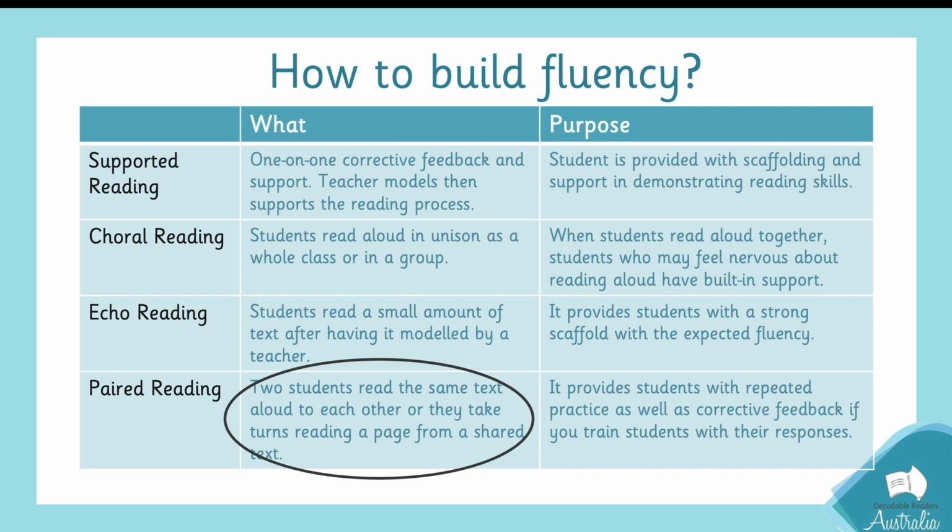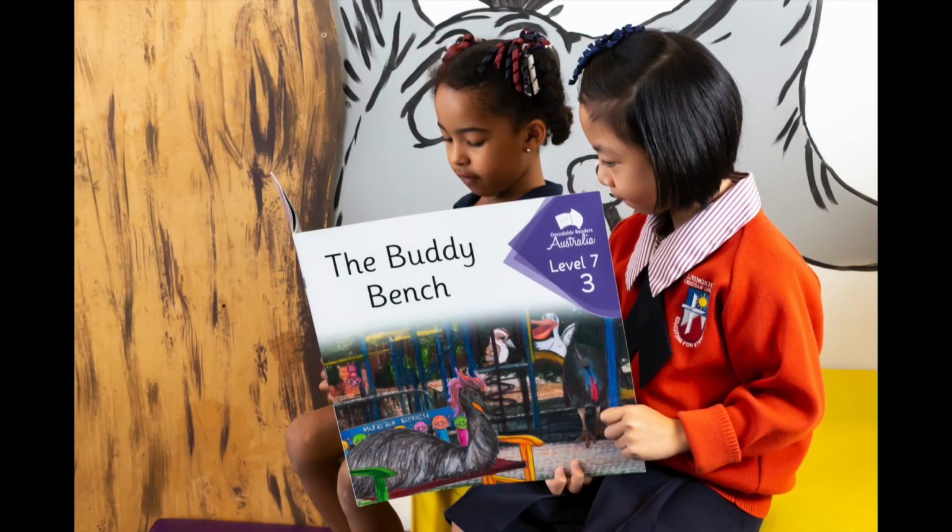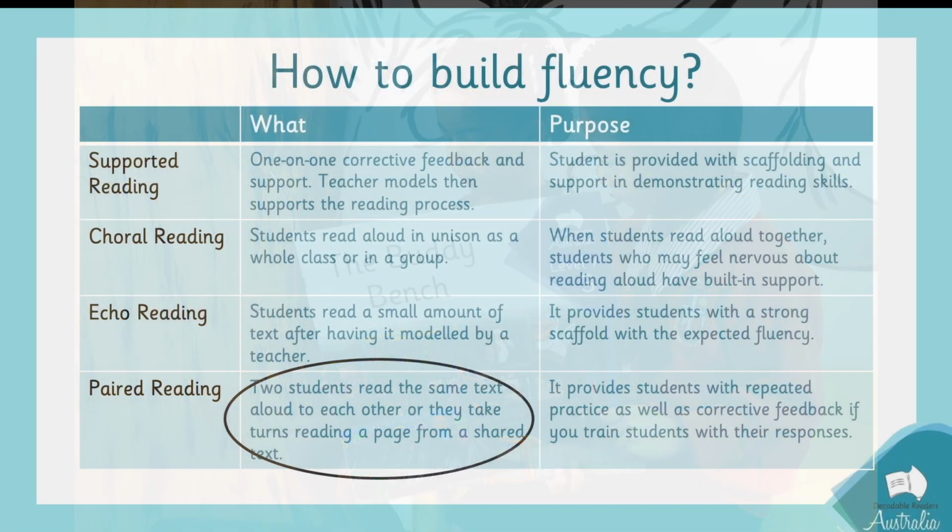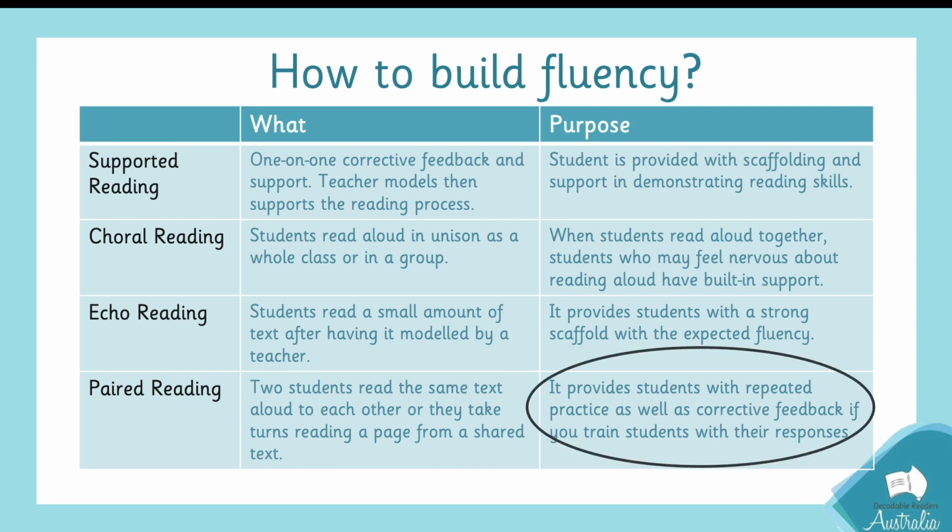And lastly, paired reading. This is where two students read the same text aloud to each other, or they could take turns reading a page from a shared text. Now, it's really important that they share the text. That way they can really engage at the same time. Sometimes when you have the same text but two students, they can go off on their tangent even though they're sitting really close together. Now, this paired reading provides students with repeated practice as well as corrective feedback if you train your students with their responses.